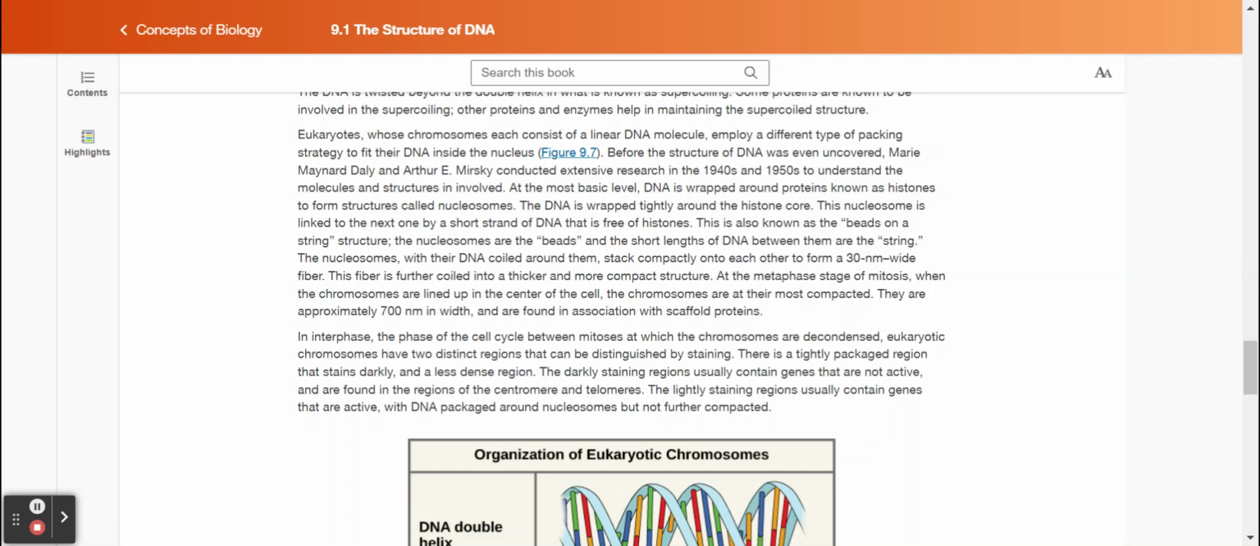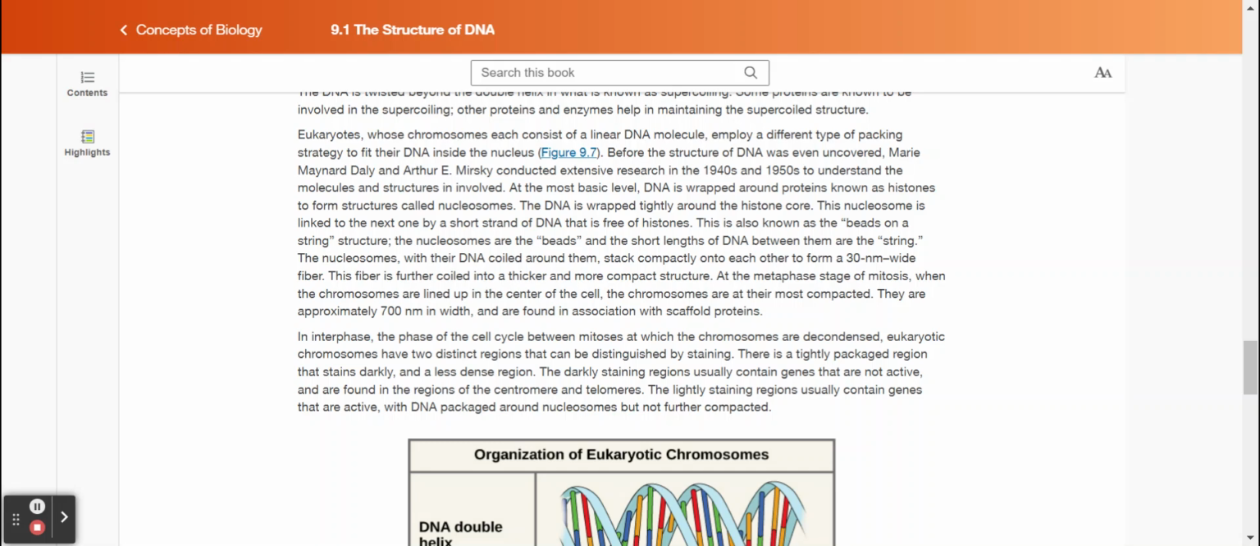At the most basic level, DNA is wrapped around proteins known as histones to form structures called nucleosomes. The DNA is wrapped tightly around the histone core. The nucleosome is linked to the next one by a short strand of DNA that is free of histones. This is also known as the beads on a string structure. The nucleosomes are the beads, and the short lengths of DNA between them are the string.